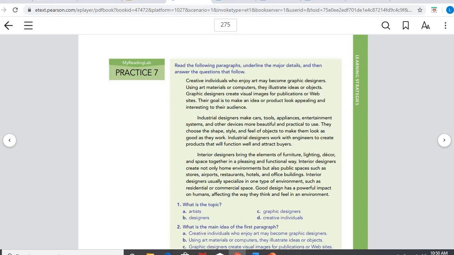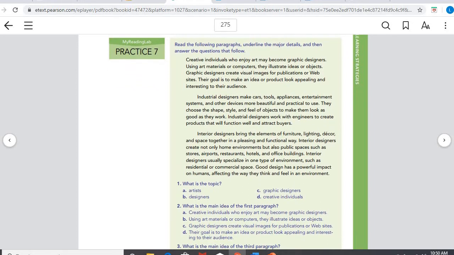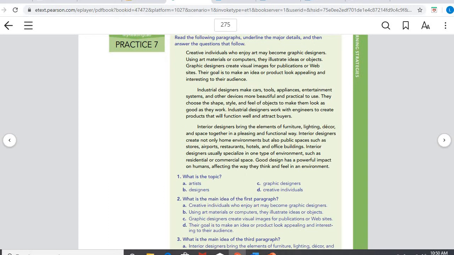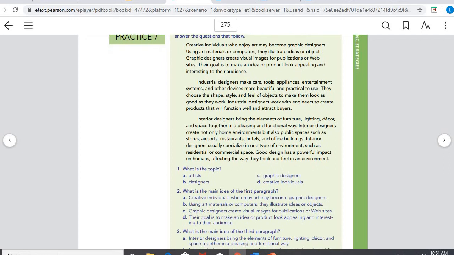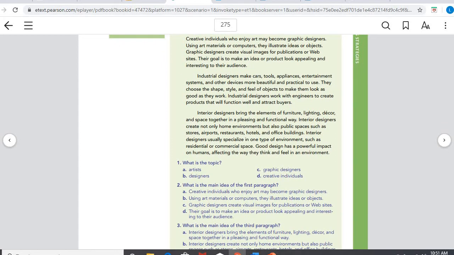All right, page 275, practice 7. I am going to ask that you go ahead and read that on your own, since it's 3 paragraphs, and then I will go over the answers. So go ahead and pause the video, read those 3 paragraphs, and then I'm going to go over the answers, because this is practicing the concept of main ideas, but then also central point.